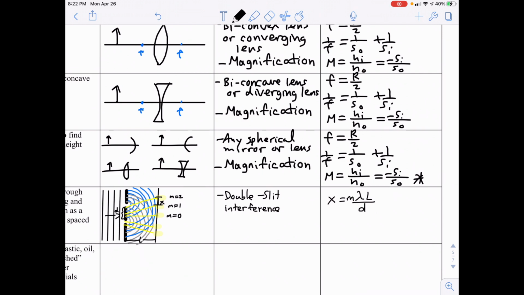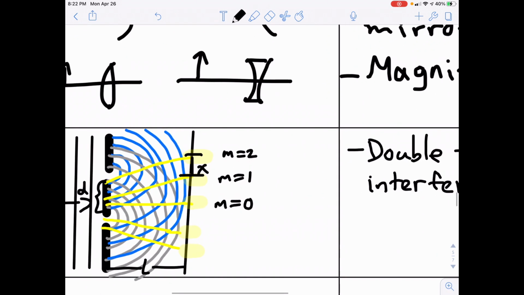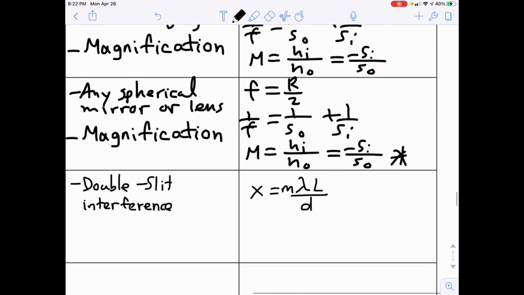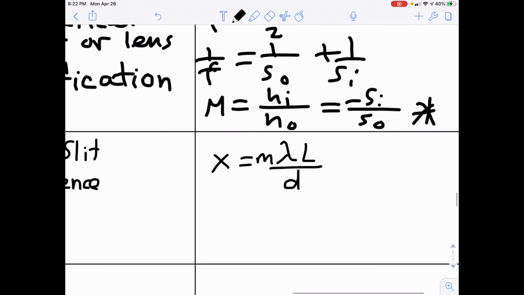Okay. Dark fringes work the same way, but the dark fringes are the ones in between, the non-lit up portions. And instead of every wavelength, they're every half a wavelength. So M lambda over 2, L over D. Now, you could also relate this as D sine theta equals M lambda.